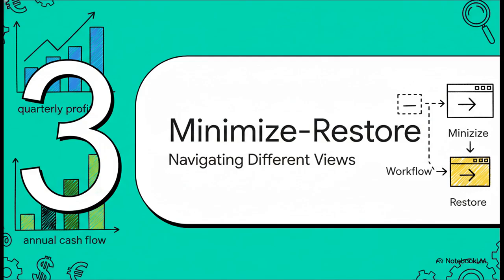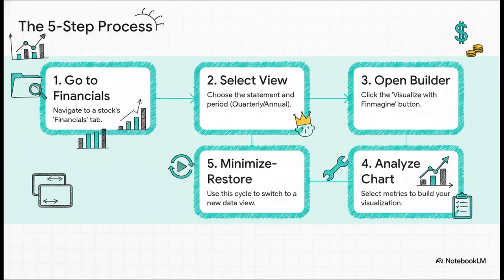Okay, so if you can only see one view at a time, how in the world do you switch between them? Like going from quarterly profits to annual cash flow. Well, you use this simple little process we call the minimize restore workflow. It's a really easy 5-step process. You go to the financials, pick the single view you want to analyze, open the builder, and then, and this is the magic part, you use this unique minimize and restore trick to switch to a new set of data without losing any of your work.